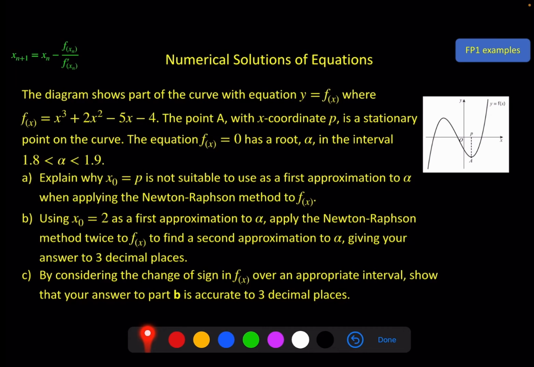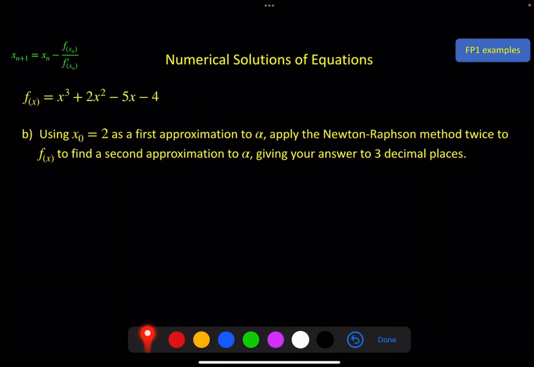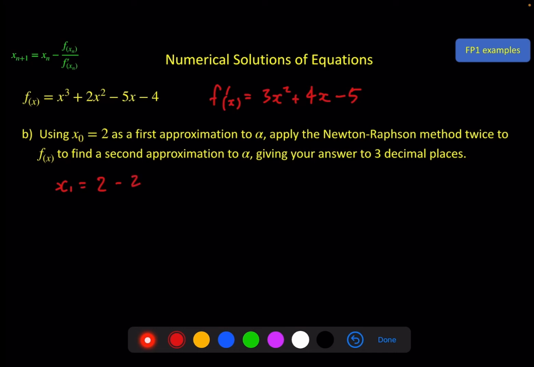So to do this, I'm going to need a little bit more space. So here we go. Formula in green at the top, and the function here. So we're going to need to differentiate this. So the derivative is equal to 3x squared plus 4x minus 5. And then the formula, let's have x1 is equal to x0, 2, minus the function evaluated at x0, and the function evaluated at 2 is itself 2. And then we need to divide that by the derivative evaluated at 2, which is 15.